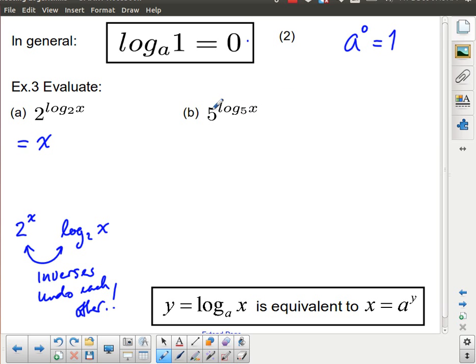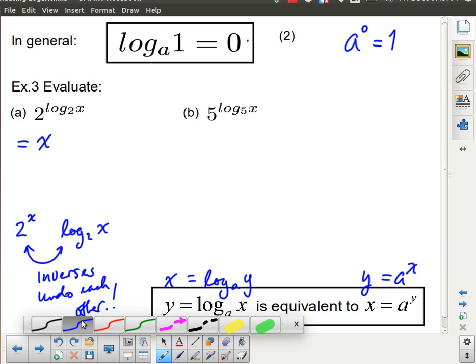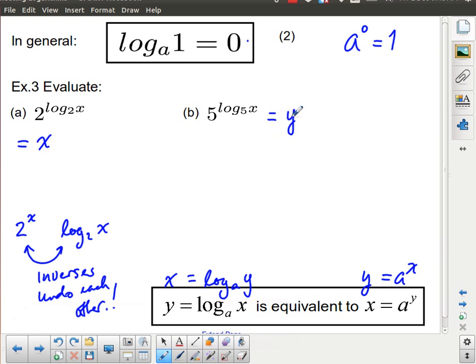Now I've got 5 to the power something. Now this is awkward because of the x's and y's. So I mentioned when we started this lesson, you can also write it this way. x equals log base a of y is equivalent to y equals a to the x. And I'm going to use this alternate form here. So what I'm going to do is I'm going to say equals y. I can't say this equals x because x is up here. I don't know what this is going to work out to be yet. x is already defined in this problem.